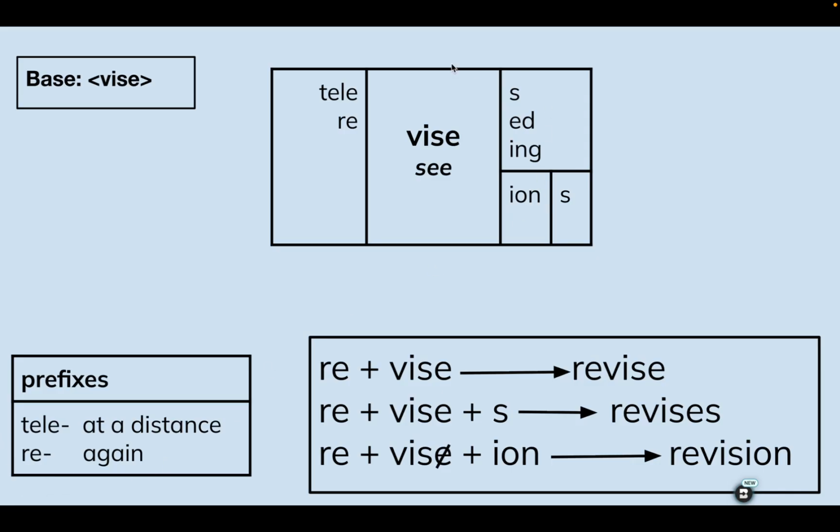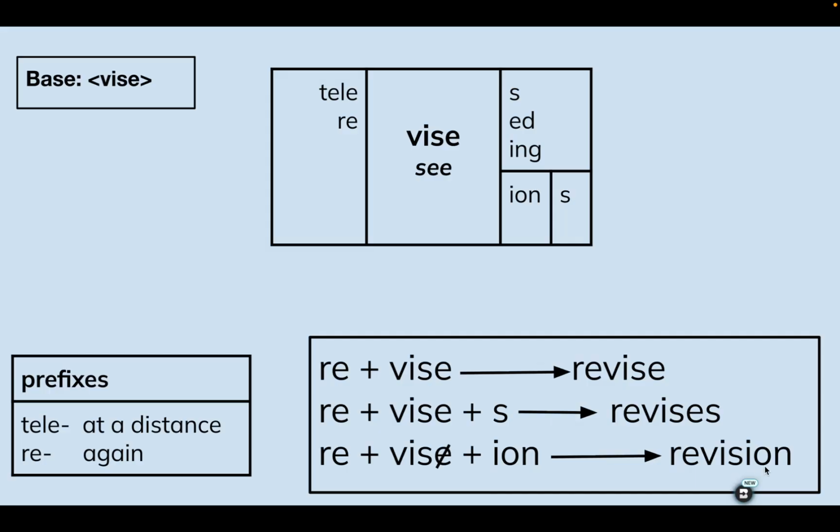And you could make so many words just built around V-I-S-E, but we're going to focus today on just revise and revision. So R-E plus V-I-S-E plus S is rewritten as R-E-V-I-S-E-S. So we revise, she revises. R-E plus V-I-S, replace the E, plus I-O-N is rewritten as R-E-V-I-S-I-O-N, revision. It becomes a noun.